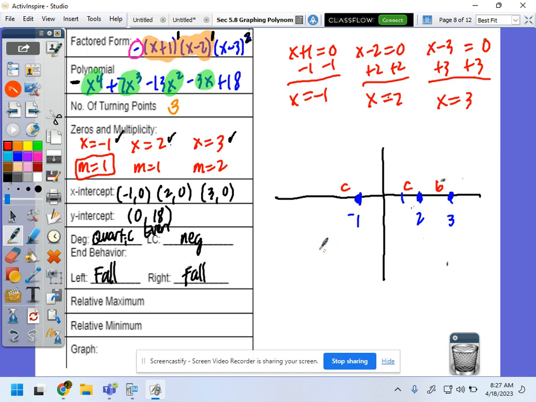The end behaviors both fall. So I'm going to put an arrowhead here, arrowhead going down also. Okay. Before I continue, I'm going to find the relative max and minimum.